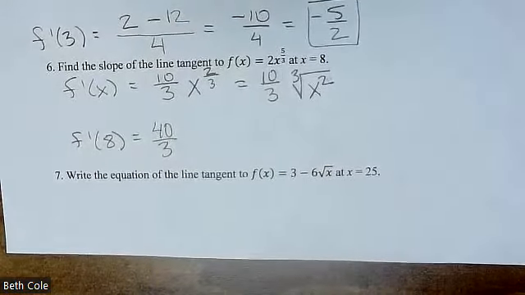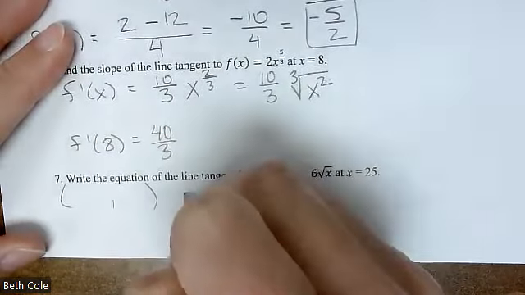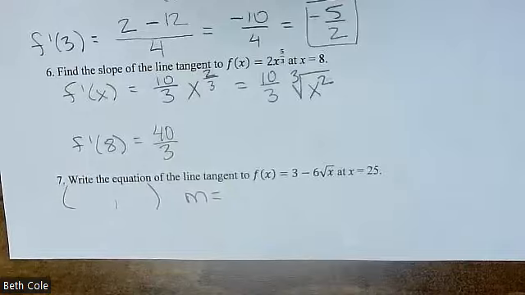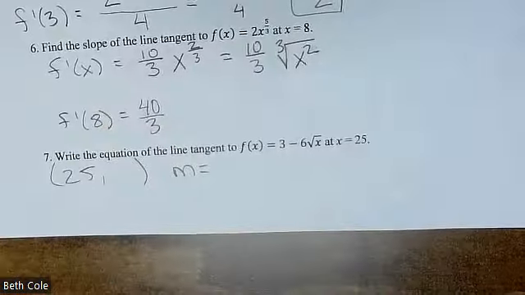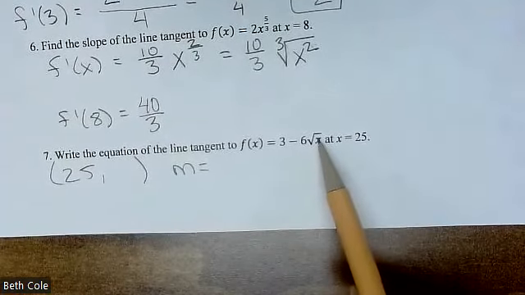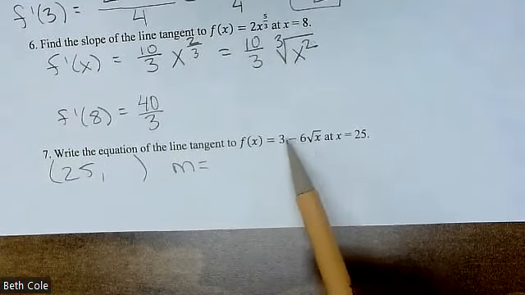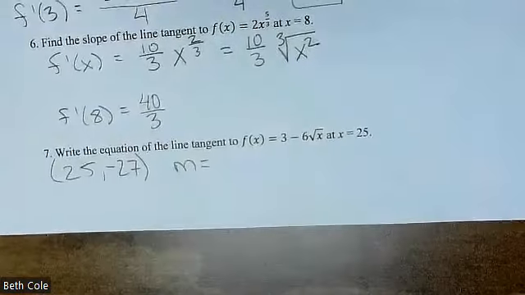All right, and then this one says write the equation. You need 2 things. What do you need? A point and a slope. Good. You're going to have one part of that. The x is 25. How do you get the y? Yeah, plug it in. All right. Square root of 25. 5 times 6 is 30. 3 minus 30, negative 27. Good. We made it. All right.